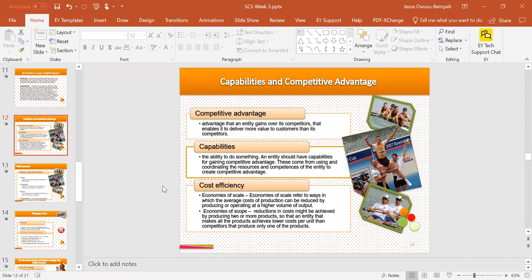When we say scale, it means to expand, to produce more. So the economies you get, or the efficiencies you derive, from producing more or increasing the volume of your output. So that's one.